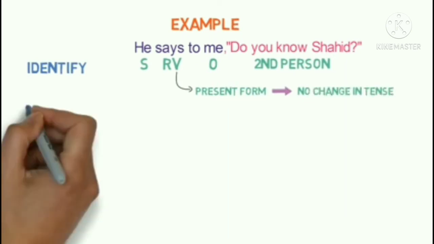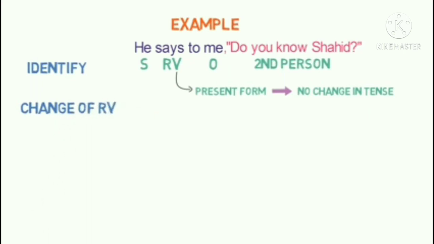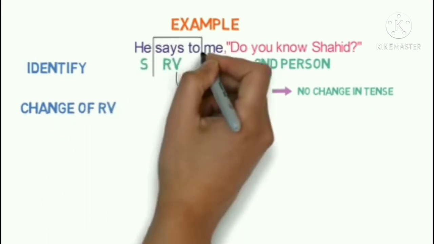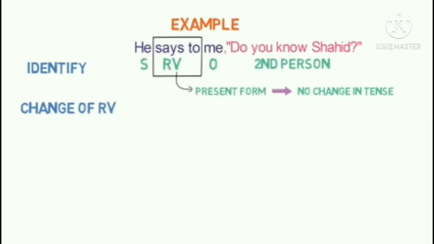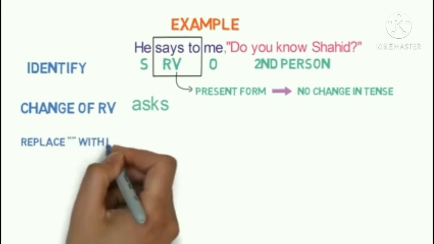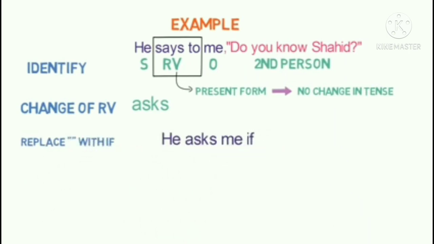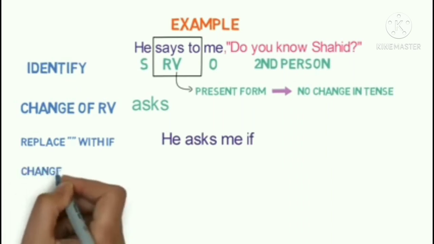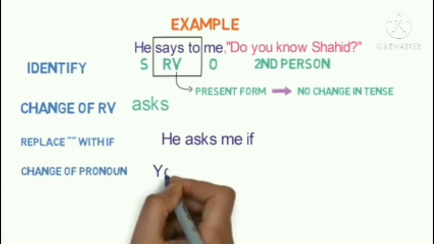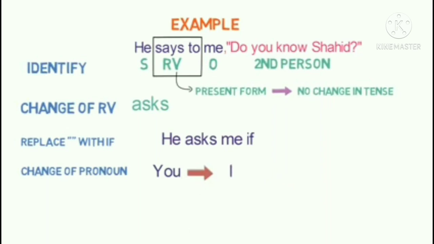The second step is change of reporting verb. Here reporting verb is says to, so it gets converted to asks. The next step is to replace the inverted quotes with if, as this is a yes no type of question. Step 4 is the change of pronoun, where you will be converted to I. Step 5 is the change of tense, but as the reporting verb is in the present form, so there won't be any change of tense.